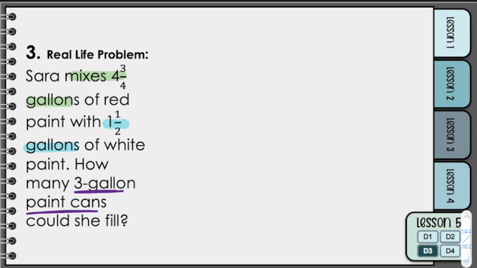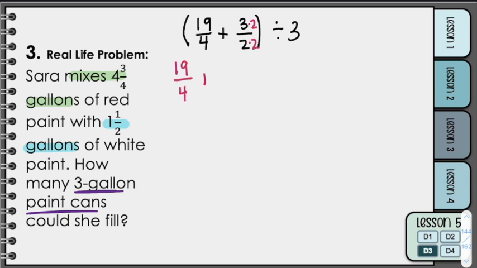So we have 19/4, because 4 3/4 turns into 19/4, plus 3/2, and then we have to divide it by 3. So we need to combine our like terms, but we have to create a common denominator. So 19/4 stays the same. In order to get 4 as the denominator, we need to multiply numerator and denominator by 2. So 3/2 turns into 6/4. This will be added and then divided by 3.